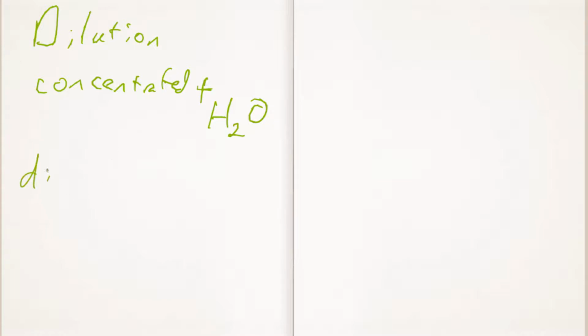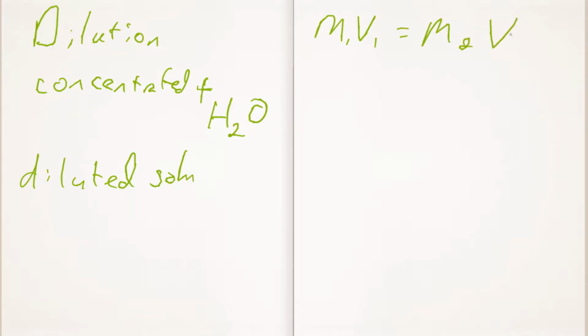A dilution is simply you take some concentrated something and you add some water. You take concentrated whatever it is, could be hydrochloric acid or it could be salt solution. You add water to it and you end up with a diluted solution. What math are we going to use for this? We're going to use M1 V1 is equal to M2 V2.